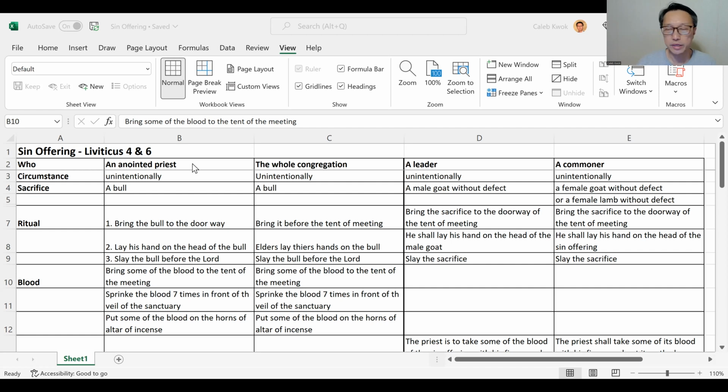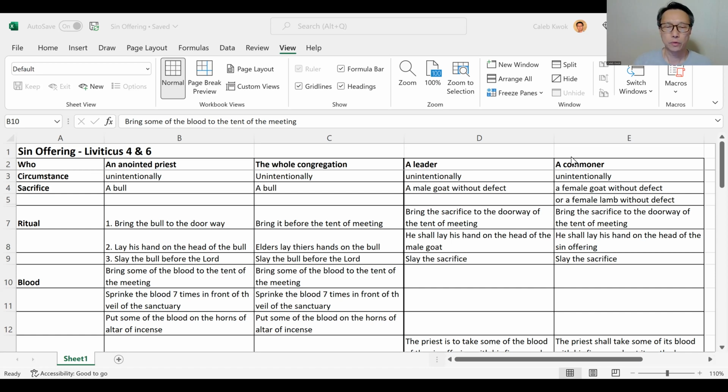Number 1 is anointed priest. I believe an anointed priest should be someone like the high priest, right? The next category is the whole congregation. The whole congregation could have sinned against the Lord, recalling the incident where Moses was up in the mountain and the whole congregation had Aaron make a golden calf for them. Right? So the whole congregation sinned. And then the next category is a leader. Okay, and then the last one is a commoner, any regular people.